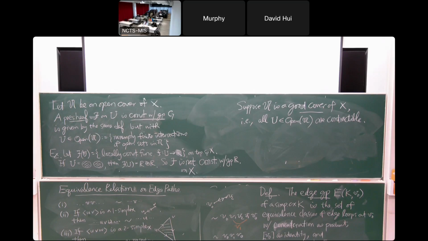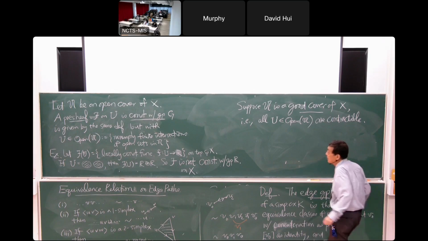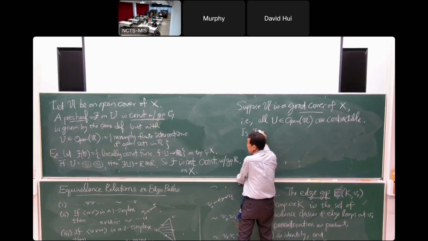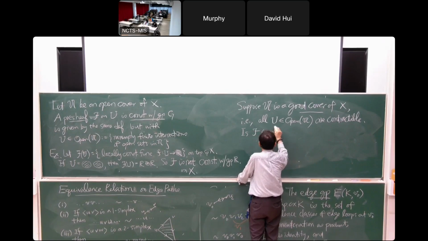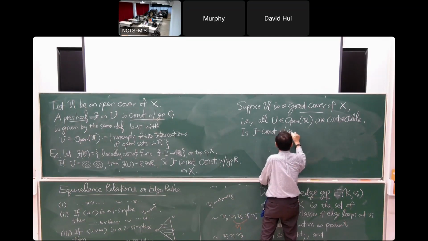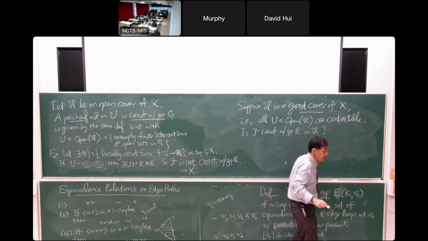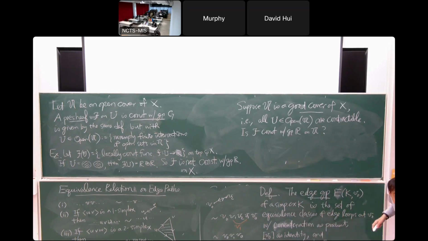Contractible means having the homotopy type of a point. So in particular, a contractible topological space is connected. Okay, and now let's look at the same U. Is F constant with group R on U? So I'm looking for a yes or no answer.